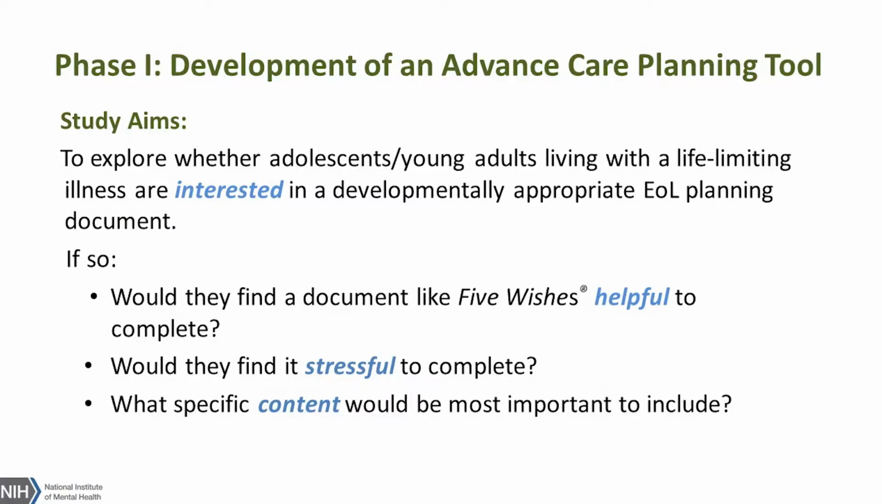So we started a study, and we wanted to explore whether students, adolescents, and young adults living with life-limiting illness would be interested in a developmentally appropriate end-of-life planning document. This was the document that exists for adults. It's a legal document in 45 states. I think you can use it as your advanced care planning guide. You can download it; it was from a project called Aging with Dignity. We wanted to see if adolescents would find something like this useful, whether they would find it stressful to complete, and what they thought we should include.